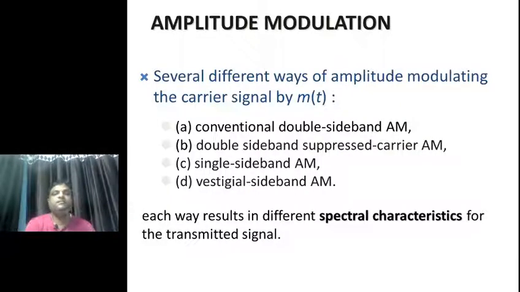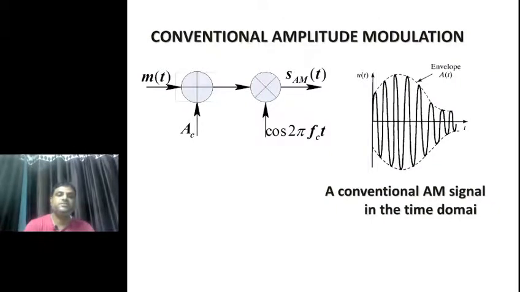Then we move to what are the types of amplitude modulation. So first we discuss the amplitude modulation. There are several different ways of amplitude modulation of the carrier by m(t). First, conventional double side AM, double side suppressed carrier AM, then single side band, and then vestigial side band. Each way results in different spectral characteristics and also different bandwidth for transmission of the signal.